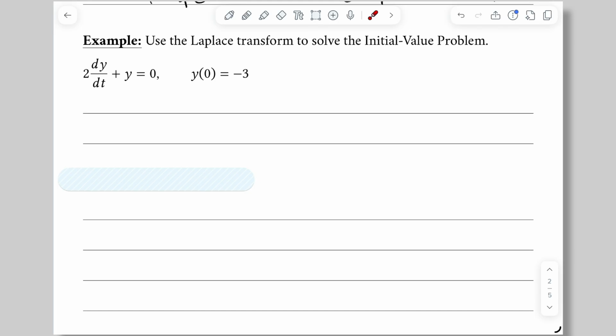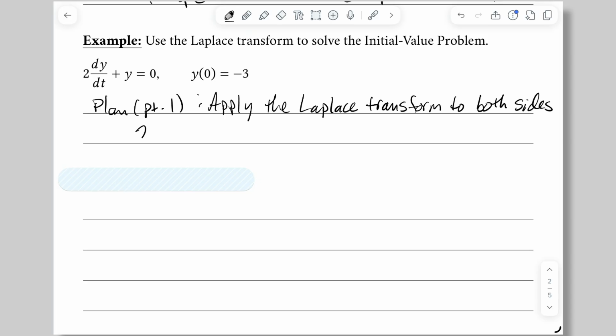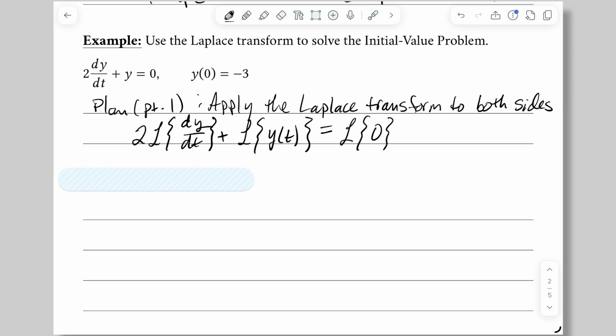We can solve this using techniques that we saw in the very first set of videos. But this is about using the Laplace transform, which is necessary in some cases. I'm not trying to tell you it's necessary right now. Our basic plan, I'm going to call this plan part 1, is to apply the Laplace transform to both sides. And right now what that looks like is 2 times the Laplace transform of dy/dt plus the Laplace transform of y(t) equals the Laplace transform of 0.